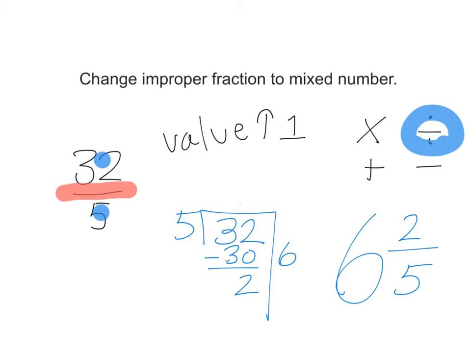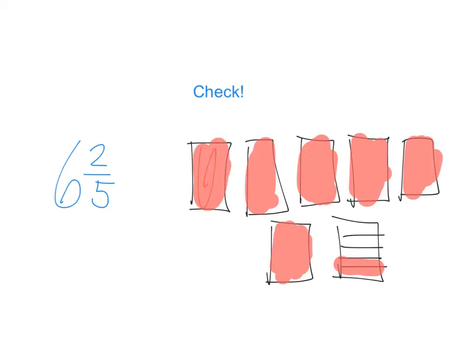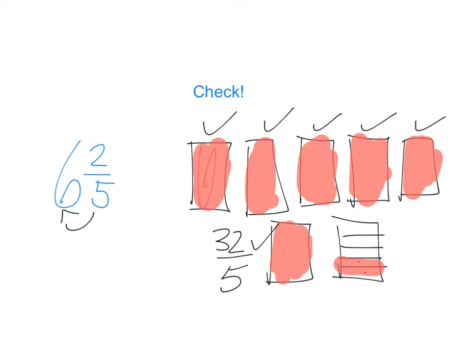Now to check, I could do this one of 2 ways. I could draw out my representation of 6 and 2/5 to see it as an improper fraction. I know there's 5/5 in each, so I have 5, 10, 15, 20, 25, 30, 31, 32. That gives me 32/5, which matches the original improper fraction. Or I could use my strategy. 6 times 5 is 30, plus 2 is 32/5. So I can just go back and forth between mixed numbers and improper fractions to check my answers.